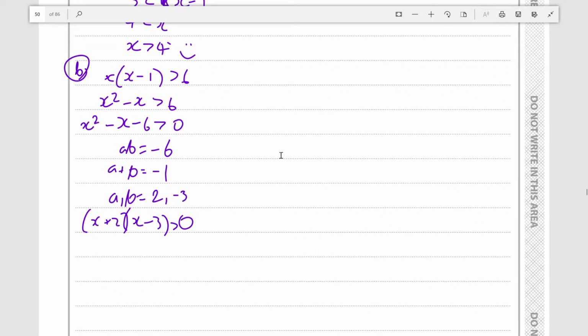And then we can draw a little sketch of a graph here. Since we know that it will cross the x-axis at x plus 2 equals 0, so x equals negative 2, and we'll also cross the axis at x minus 3 equals 0, x equals 3. So here this is minus 2, and here this is 3. And since the coefficient of the x squared term is positive, it will look something like this.